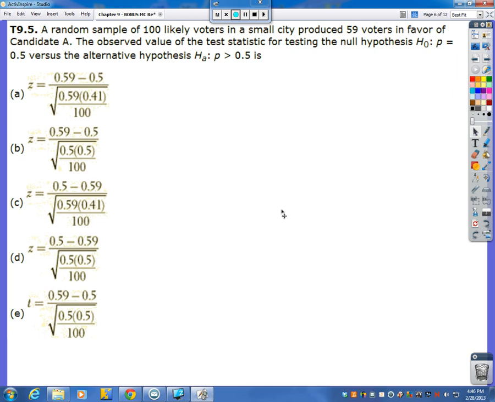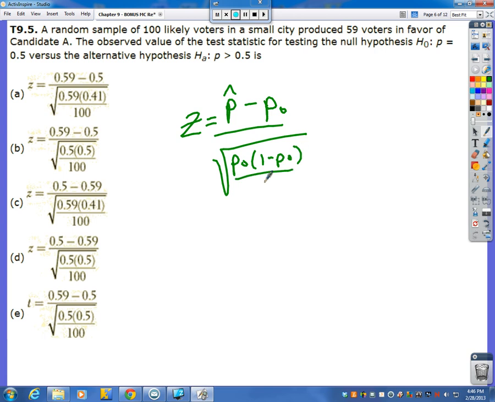Number 5. A random sample of 100 likely voters in a small city produced 59 voters in favor of candidate A. The observed value of the test statistic for testing the null hypothesis that p is equal to 50% versus the alternative that it's greater than 50% is, well, here's where we are just using a hypothesis test for a proportion. And here's where we would have p hat minus p naught over the square root of p naught times 1 minus p naught over n. Okay? Now, if I just start with one of these spots, n is my sample size, and that is 100. Notice, 100 in each of these. We're good.